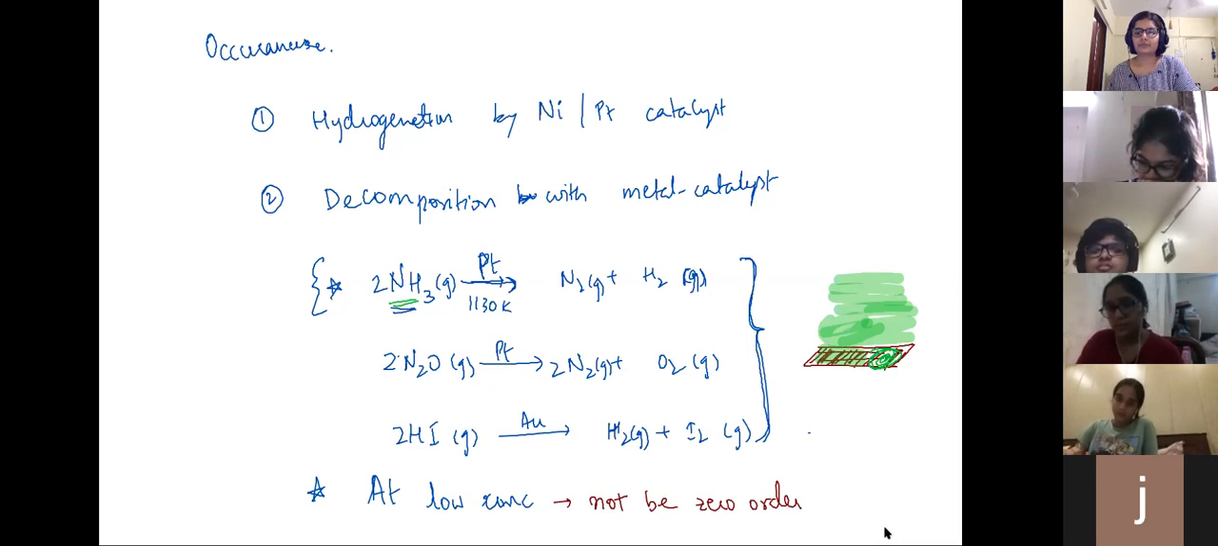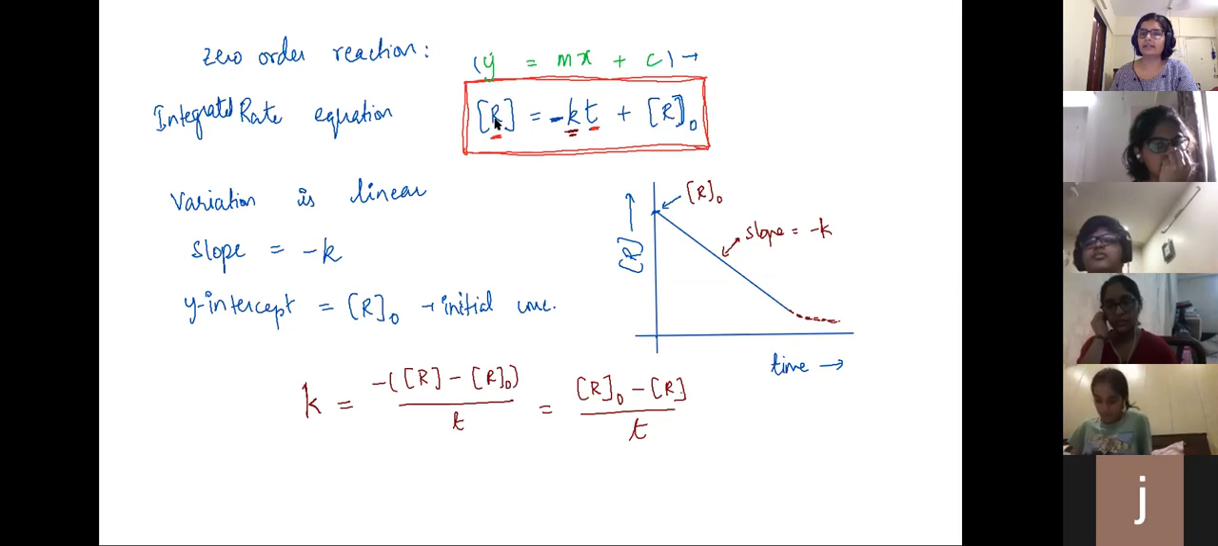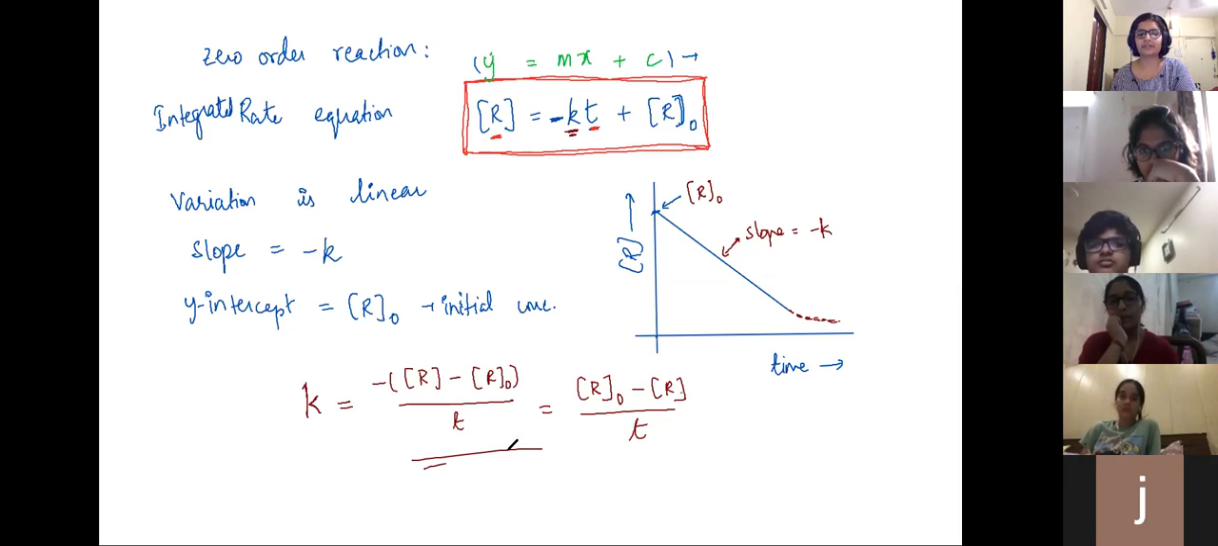Okay, so just a quick revision of the rate equation. For a zero order chemical reaction, the integrated rate equation is: concentration of R, the reactant, at time t is given by minus kt plus initial concentration R naught. And if you were to find the rate constant k, you just rearrange the equation and you'll be able to find it. Just revise it, make a note of it, and we're going to start doing some problems.